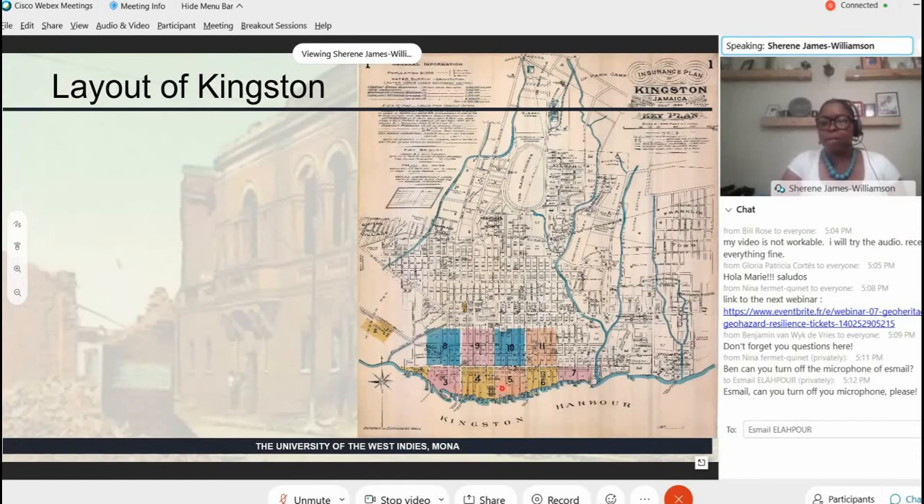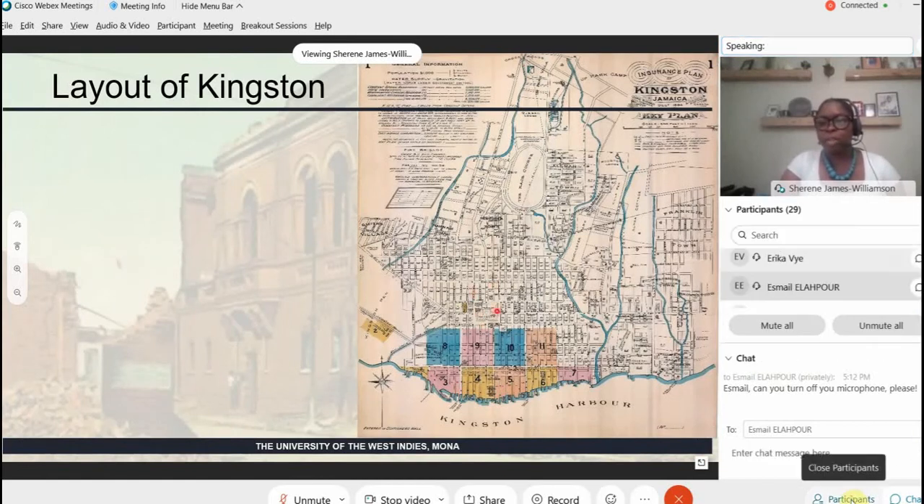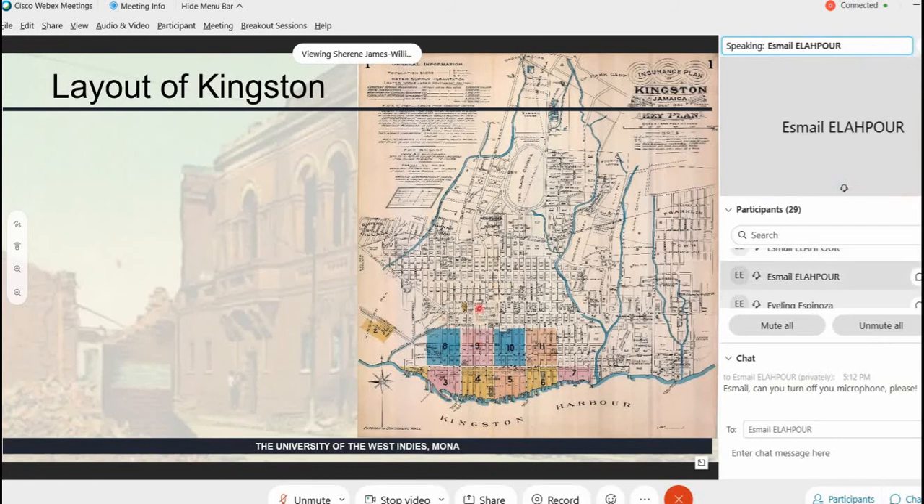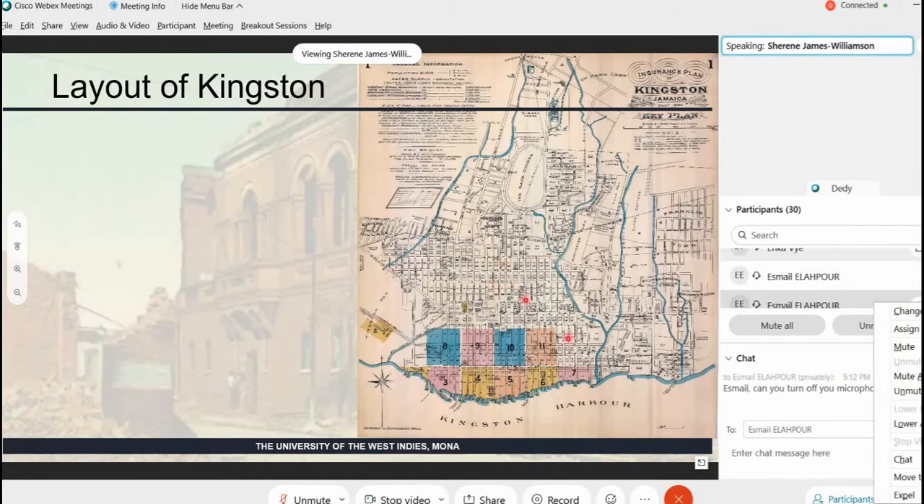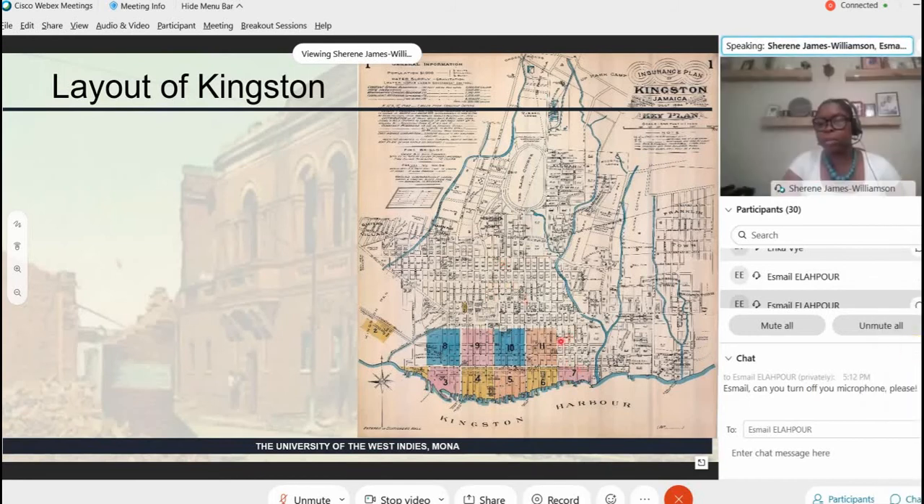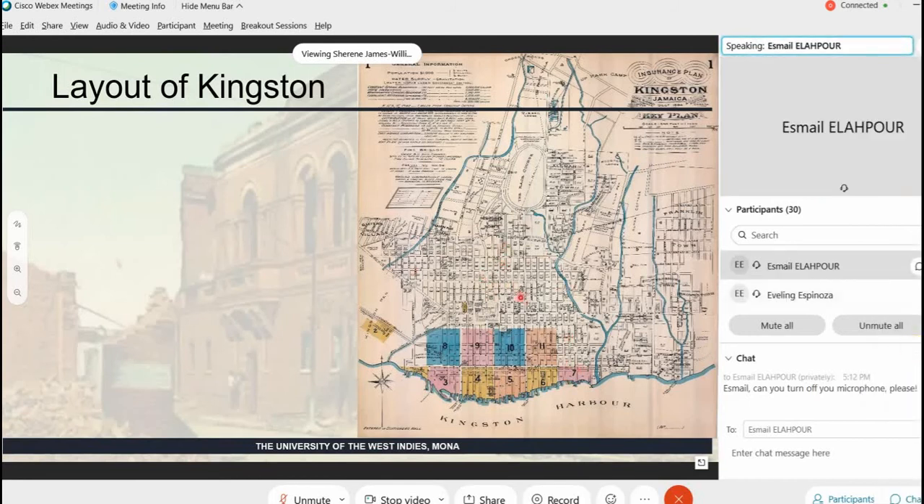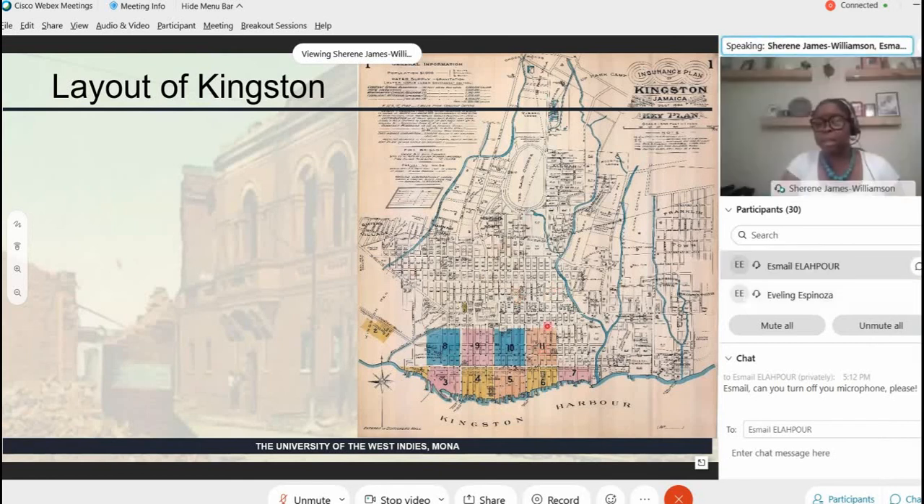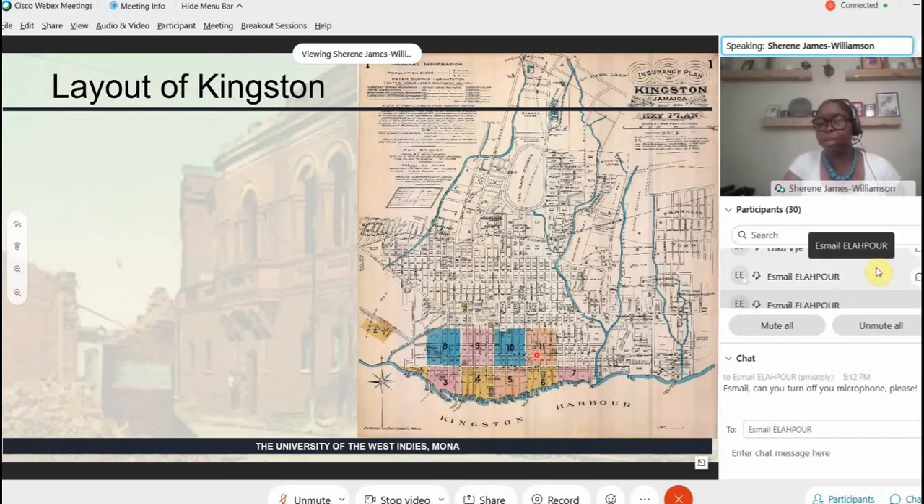This is a map of Kingston, and it's just meant to show you what the layout was back in 1907. It's a historic layout. This has been the layout for as far back as Kingston was once it became developed and organized. This layout is still the same layout. I'll show you a picture in a minute of what the layout is today, and it is very much the same streets and lanes.